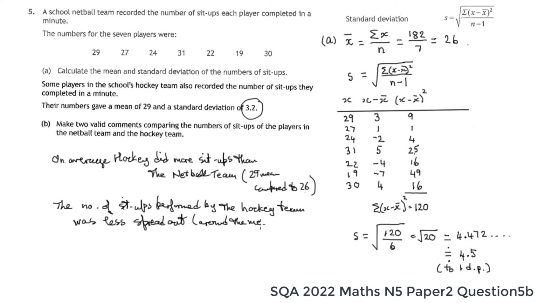Less deviation than that for the netball team. So that would get us our marks. I mean, they're less varied, more consistent, spread out less. Any of these terms would do for that. So there we have it. That's the answer to question 5.